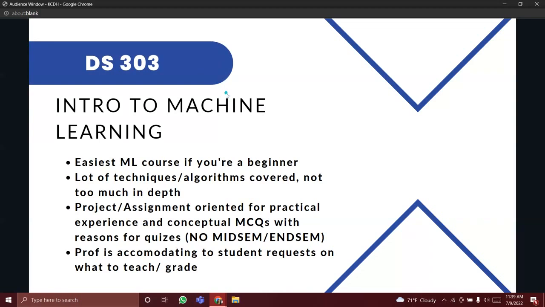Going towards the DS303, I'm sure the C Minds people have covered this, but it's one of the easier machine learning courses if you're a beginner compared to the CS and EE ones. There's a lot of techniques and algorithms covered, but I feel like they don't go too much into the depth. I mean, you will know some of the math background behind it as opposed to an online course, but it's not too much in depth. But you're getting a flavor of all of them, so you'll know what to hone in on for the future.